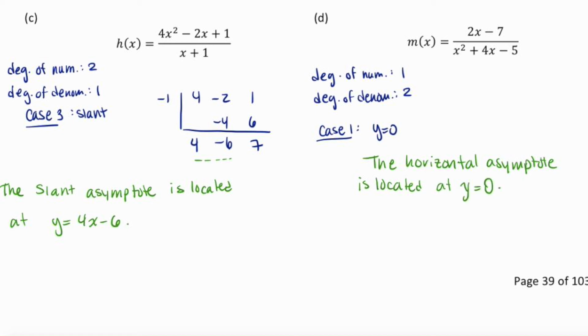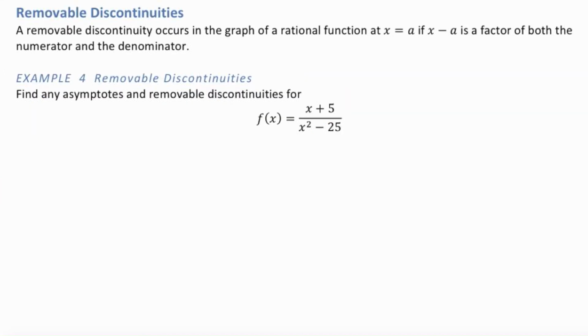With that, turn to the last page of section 3.7 so we can discuss removable discontinuities. A removable discontinuity occurs in the graph of a rational function at x equals a if x minus a is a factor of both the numerator and the denominator. So let's take a look at example 4.